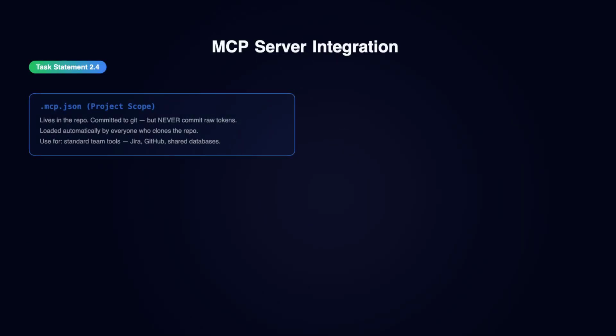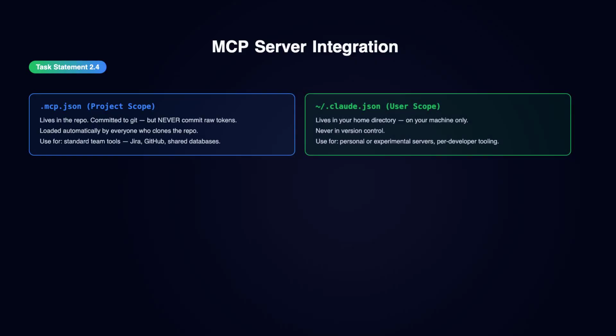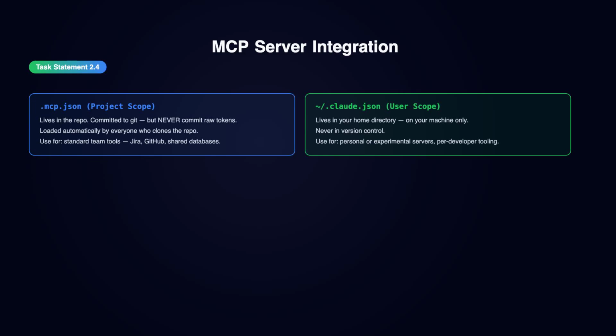Task Statement 2.4 covers how to configure MCP servers in Claude Code. There are two places to put the configuration. .mcp.json at the project root is team scope. It gets committed to Git, and anyone who clones the repo automatically gets those servers. Use it for standard team tools like Jira or GitHub.